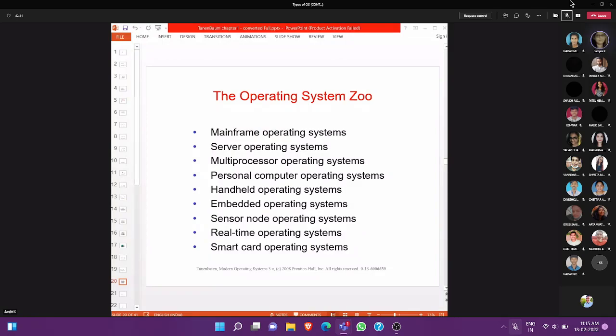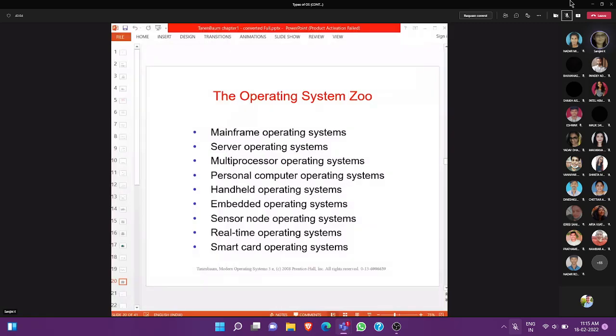Okay, for Raspberry Pi there is a separate native operating system, that is called Raspbian. So that operating system is an embedded operating system. That will fall in the embedded operating system category. Okay. So sensor node operating systems are over. Next, real time operating system.